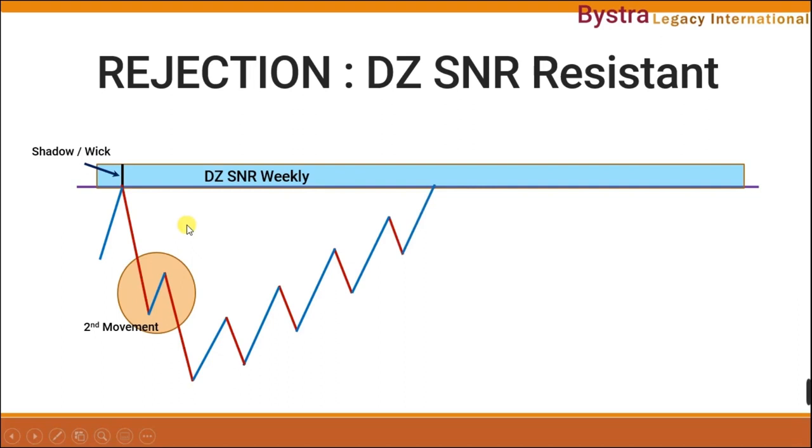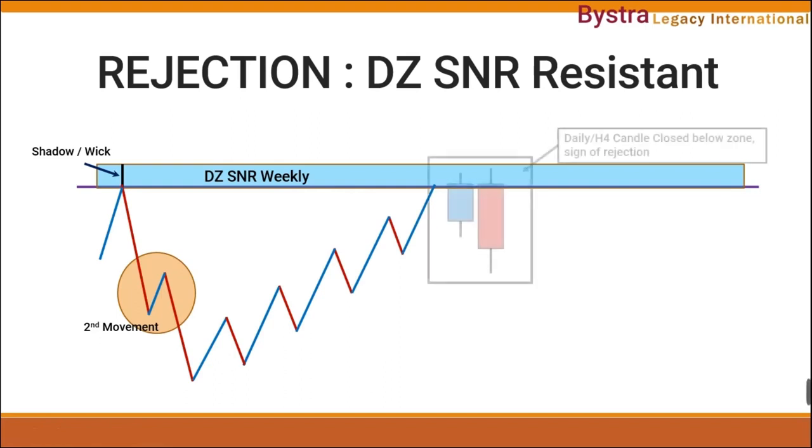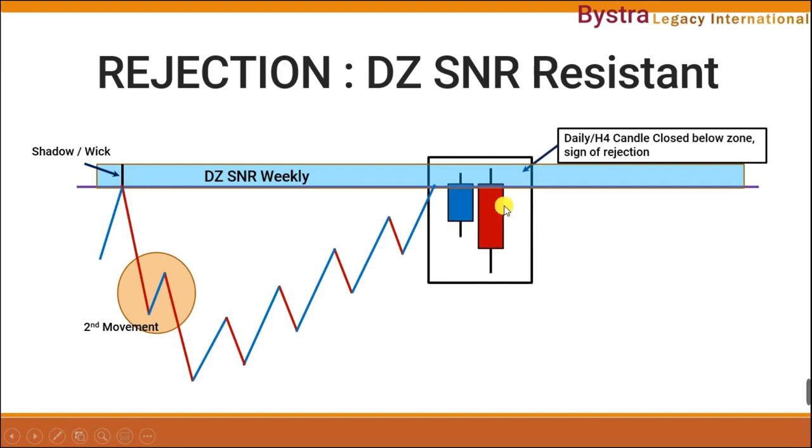Now when price is coming to the danger zone SNR weekly at the resistance, we have to wait for, what is it, guys? The confirmation of rejection. Since this is the weekly time frame, we have to wait for the rejection at what time frame, guys? The daily and the H4. H4 is the minimum. We do not want the H1 or M30.